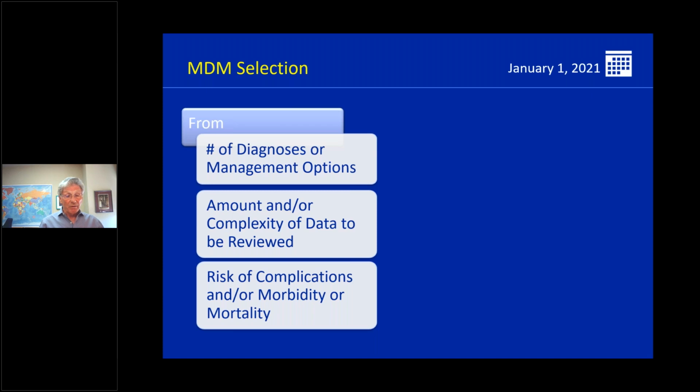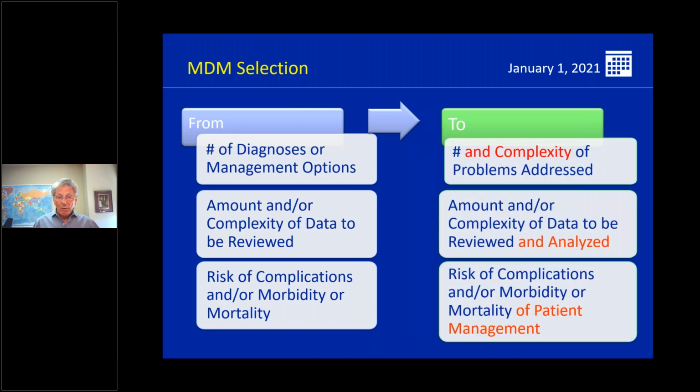And this has changed significantly as well. So the way that it used to be is that medical decision-making was based on the number of diagnoses, the amount or complexity of data that you had to review, and number three, the risk of complications of treating the patient. Next. So this is what it has been modified to. So one element of medical decision-making is the number and complexity of problems that we address. Second is the amount and complexity of data reviewed and analyzed. And the third is the risk of complications of morbidity or even mortality of patient management. So there's been a little fine-tuning of each of those three elements.